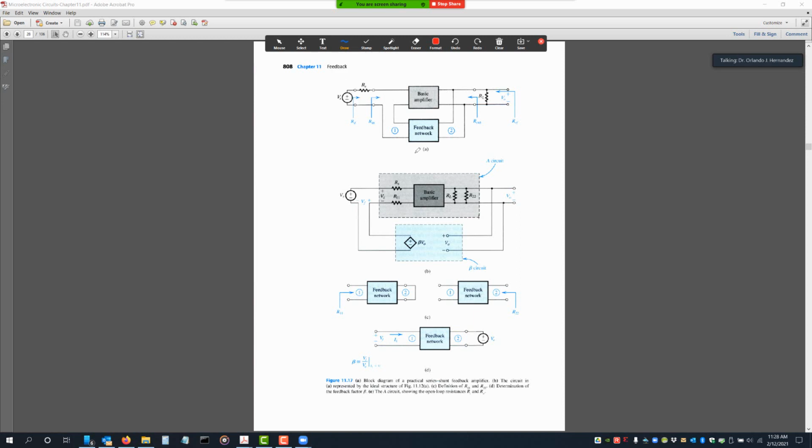So you can see here where we are sampling the voltage. Now this node here, you can think of it as ground. So you're really sampling the voltage here at this node. That goes into the feedback network. So we are doing parallel sampling or shunt sampling because we are in parallel with these two ports coming out of the basic amplifier.